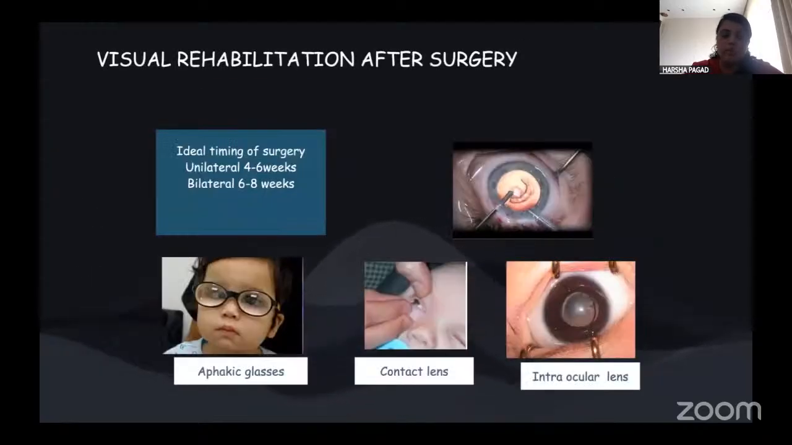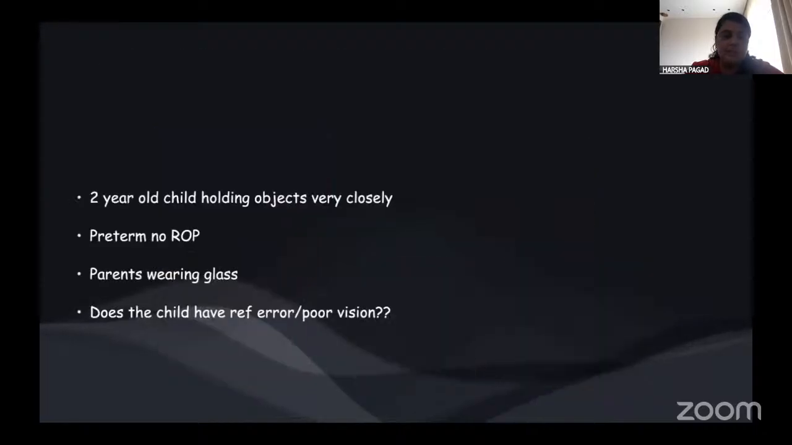So when do we operate? Yes, as soon as they are fit for general anesthesia, which is generally 4 to 6 weeks after birth, or in bilateral cases, at least, in which the risk is a little lower, we can wait till 6 to 8 weeks. So in very young children, less than 1 year, we usually do not implant the intraocular lens. So they have to be visually rehabilitated with aphakic glasses or contact lenses. In children more than 1 to 1.5 years, we replace the lens with the intraocular lens with which they can see.